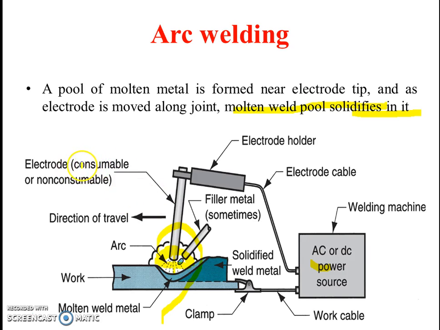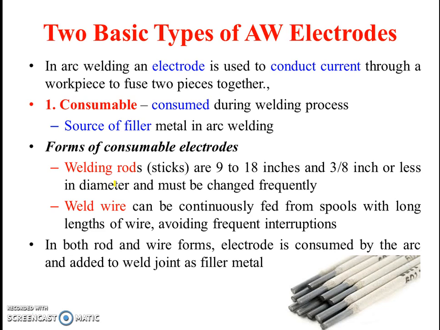The electrode may be consumable, or it may be non-consumable. So there are basically two types of electrodes: one is the consumable electrode, and the other is the non-consumable electrode. The consumable electrode is usually consumed during the welding process, and it also provides the filler metal in arc welding. A consumable electrode may be welding rods or welding wire. Welding rods are between 9 to 18 inches in length, and welding wire is continuously fed from a spool. Both rod and wire forms are used in continuous welding processes.